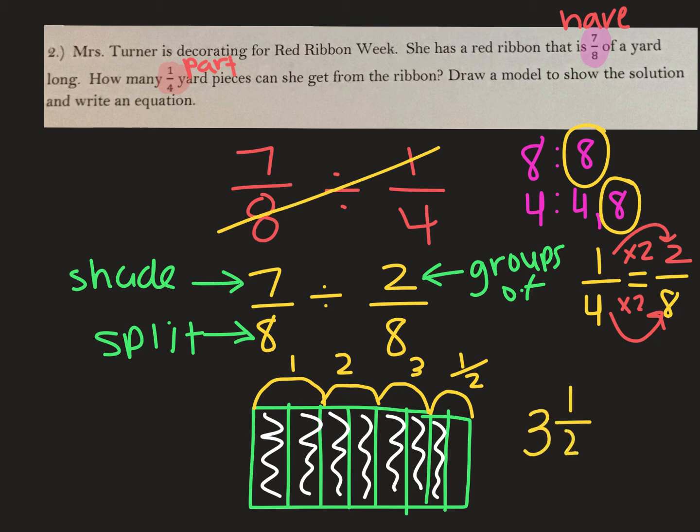Then we need our label. It said how many 1/4 yard pieces. So 3 1/2 pieces is our answer.